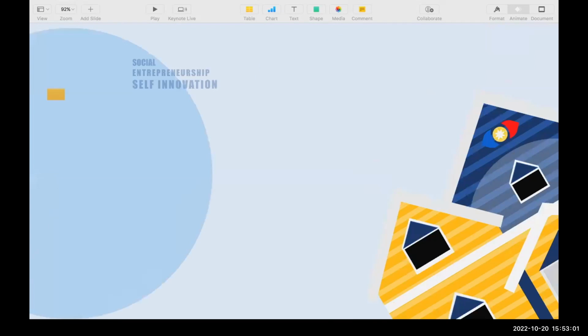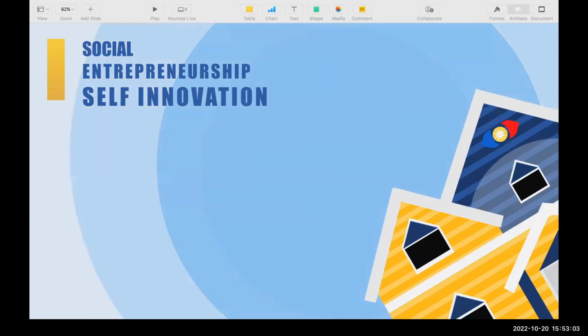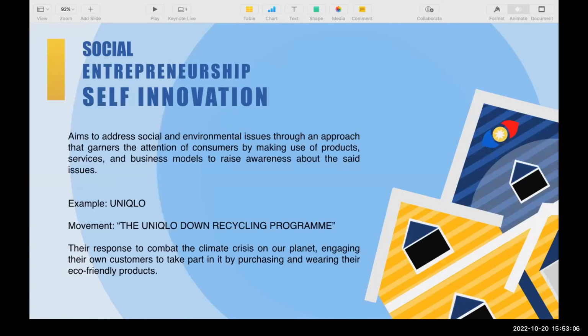Grabe na kayo, mga housemates. Bago magbigay ng puntos dahil sinama niyo ako sa nominasyon, makinig muna kayo sa aking halimbawa ng social entrepreneurship o social innovation.